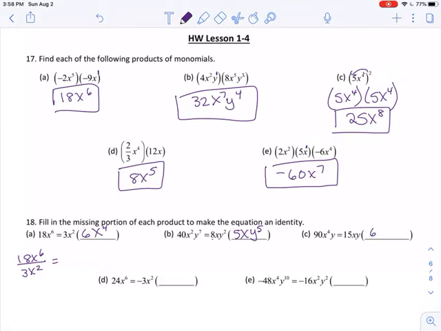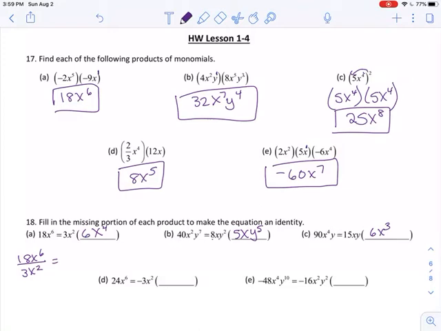C, 90 divided by 15 is 6. And then again, I'm going to divide my exponents, subtract my exponents. X to the 4th divided by x is x to the 3rd. And y divided by y is actually no y's. Now, could I write y to the 0? Sure, but it just looks a little strange. Y to the 0 is just equal to 1. So generally, I just write nothing.